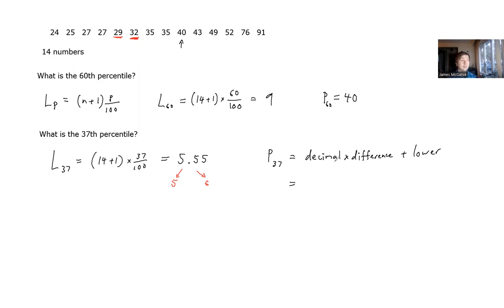So what's the decimal? The decimal is just this part, right? The 0.55, right? We're kind of done with the 5. That 5 got us the fact that, oh, we're between 5 and 6. Okay. At this point now that we know we're between 29 and 32, we don't really care about the 5 anymore. We care about what comes to the right, what's after the decimal. So the 0.55, that's my decimal.